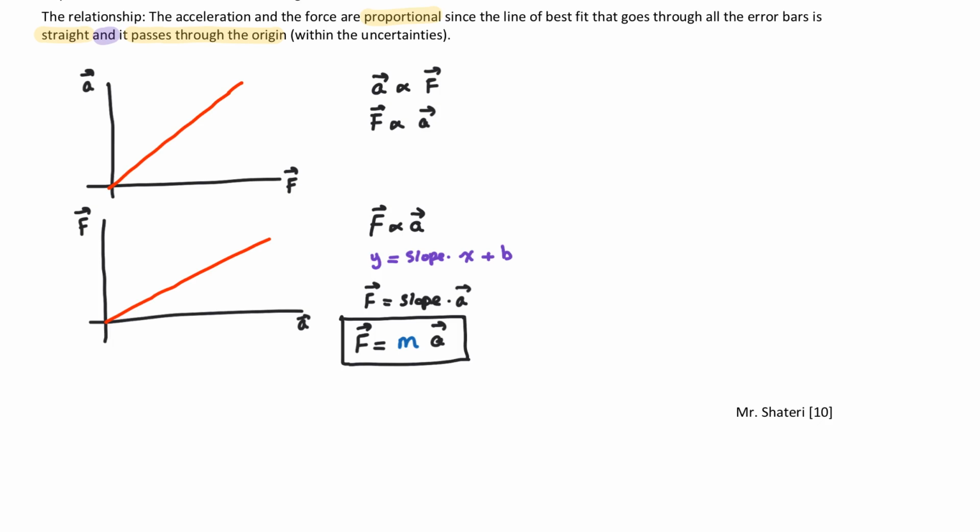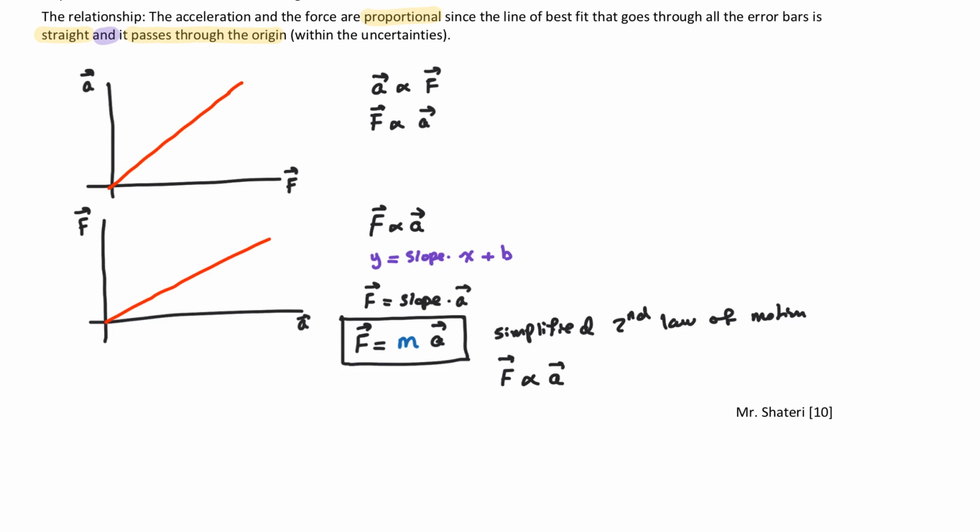And this is our simplified second law of motion, which states that force is equal to the mass of an object multiplied by its acceleration, or the net external force acting on an object is mass times its acceleration. And the other ways of writing this is force is proportional to acceleration, or acceleration is proportional to the force. Any of these actually work.